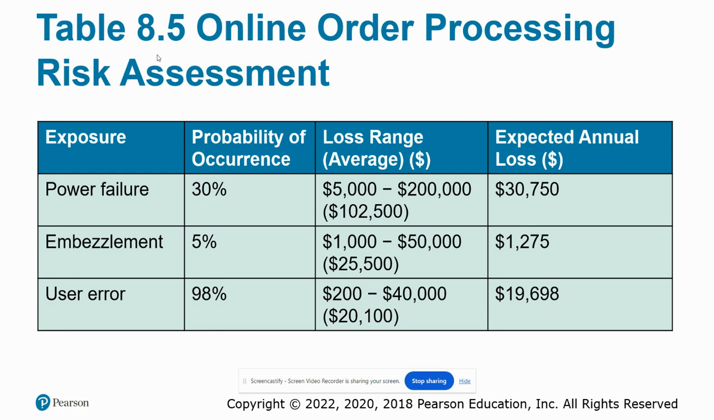This table illustrates sample results of a risk assessment for an online order processing system that processes 30,000 orders per day. The likelihood of each exposure occurring over a 1-year period is expressed as a percentage. The expected annual loss is the result of multiplying the probability by the average loss.